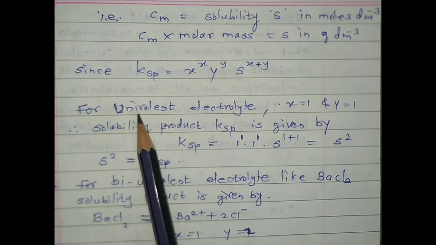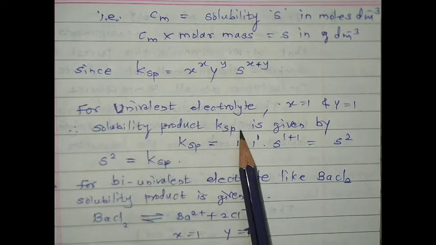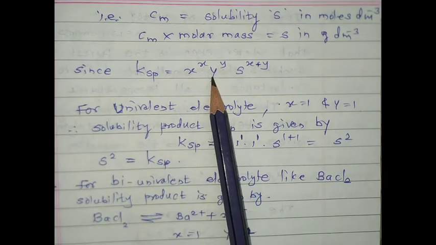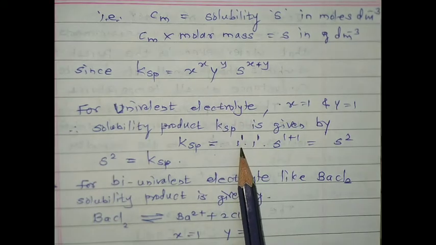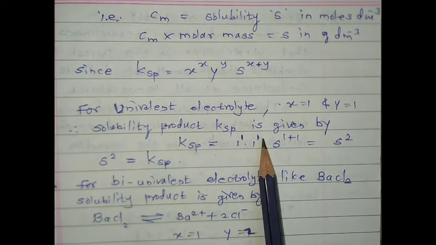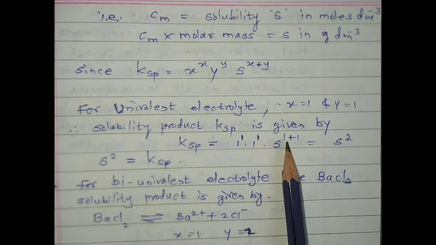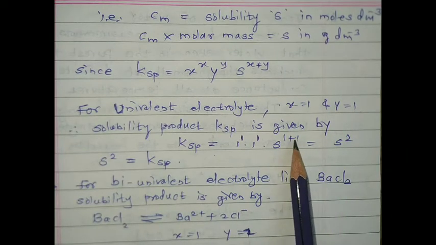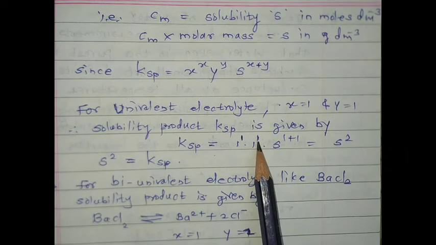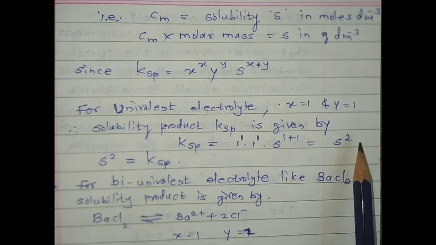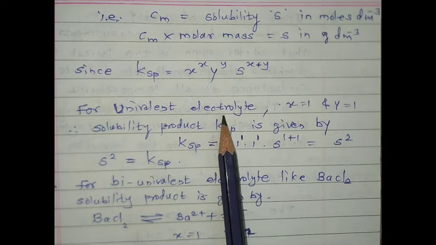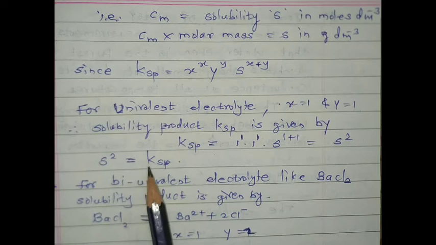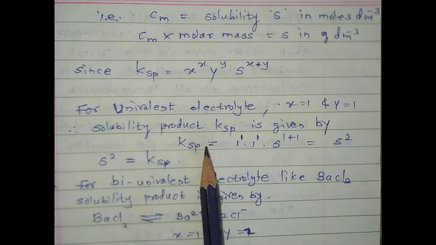Univalent means only one cation and anion. So solubility product Ksp is given by Ksp equal to x raised to x, y raised to y, s raised to x plus y. Here we put x as 1 and y as 1. So 1 raised to 1 into 1 raised to 1 into s raised to 1 plus 1, which is 2. So we get s square. For a univalent electrolyte, solubility product equals s square. Therefore we can write s square equal to Ksp for a univalent electrolyte.